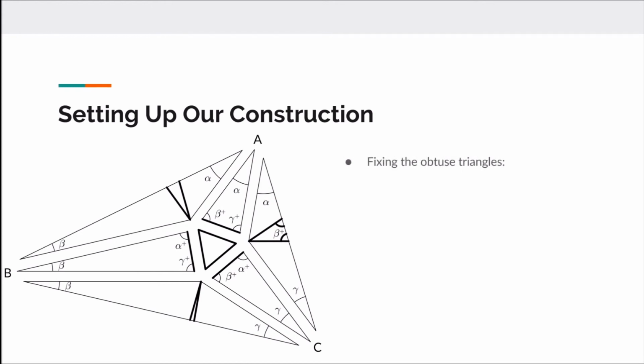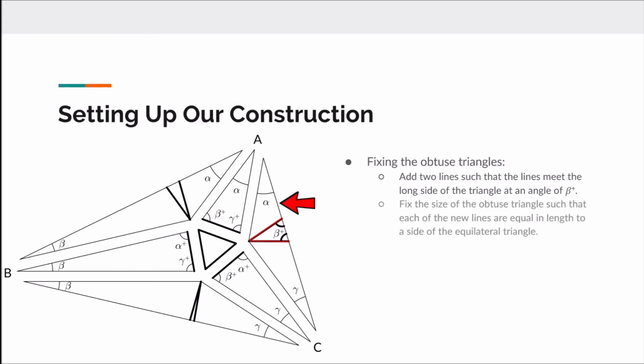The next step in our construction is to fix the size and shape of the obtuse triangles. Let's focus on the right obtuse triangle. First, we need to add two lines such that the lines meet the long side of the triangle at an angle of beta plus. Next, we need to fix the size of the triangle such that each of the new lines are equal in length to a side of the equilateral triangle.